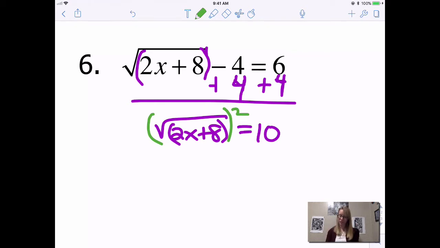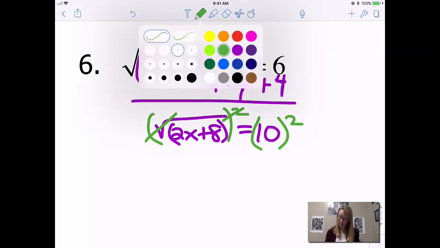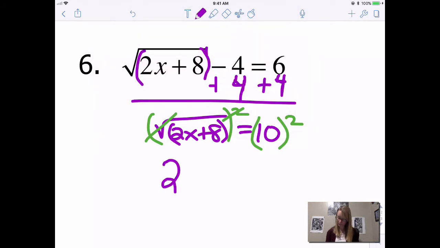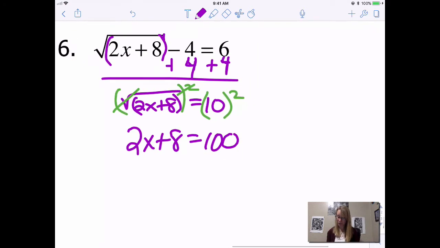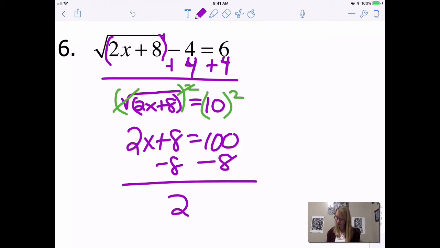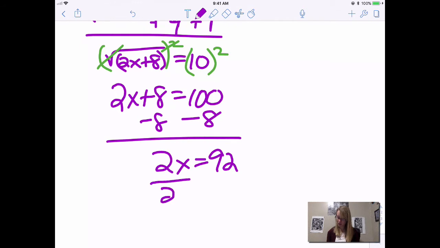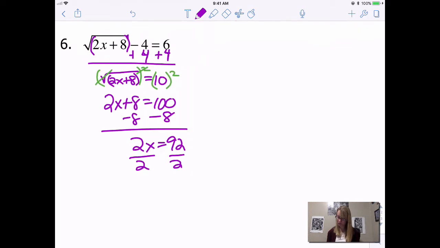I've got to square the entire side. That's why I put those parentheses, and parentheses on the right side as well. So square root and square will cancel. I'll be left with 2x plus 8 is equal to 100 this time, because 10 squared is 100. And then again, we just have a simple equation to solve. Subtract 8 on both sides. 2x equals 92. Divide by 2 on both sides. And x is equal to 46.